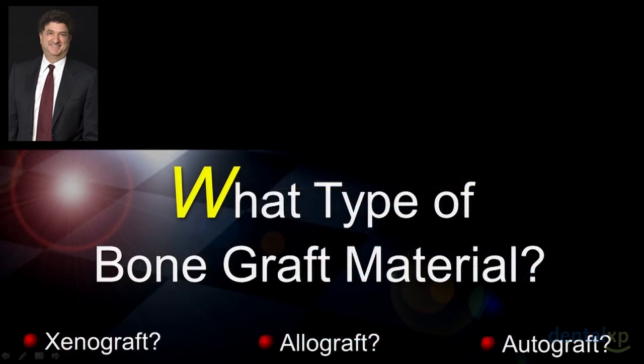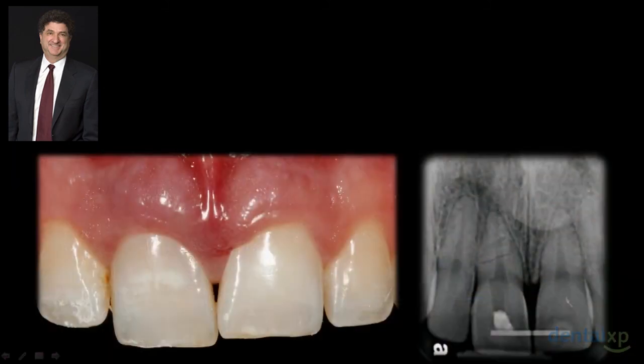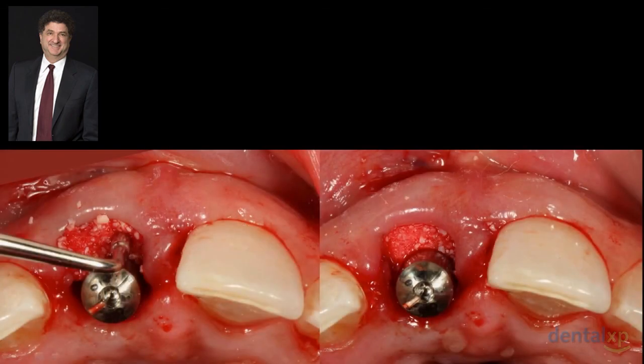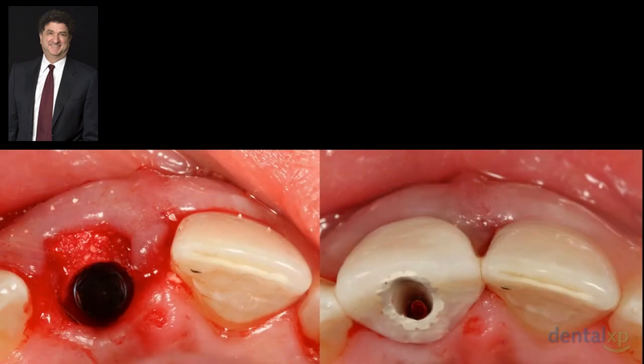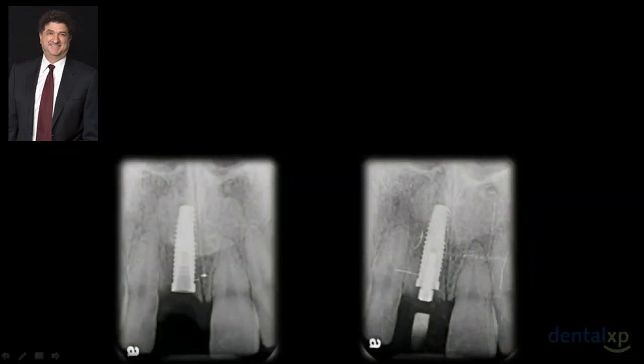And the last is what type of bone graft to use, xenograft, allograft. I'll just show you this case as a cautionary thing, because you take a look at this case, Philip had a fractured tooth. We're going to take it out. I take it out and without a flap, place the graft as you see here. And then we did the same temporary, all the same things I just showed you. The graft is in place.